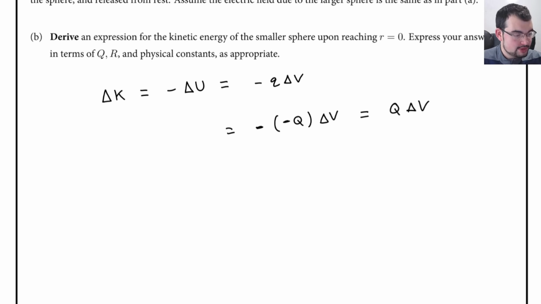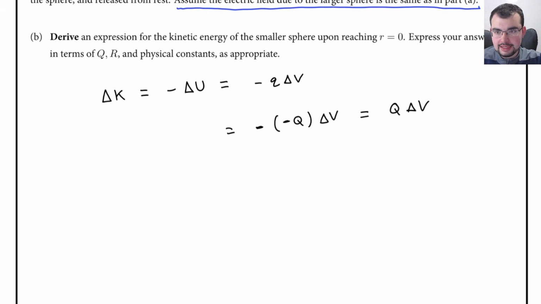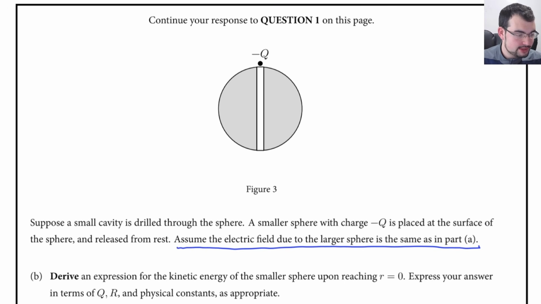So how do we get potential difference? Well, a key thing here is that we assume the electric field due to the larger sphere is the same as in part A. So that actually tells us we need the electric field from part A, which one way of writing it was like this. Because again, we're using the inside the sphere form because the negative charge is only moving inside the sphere.